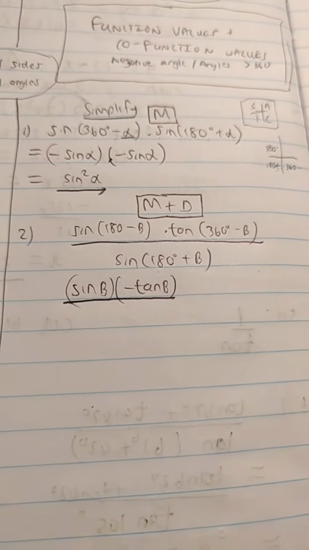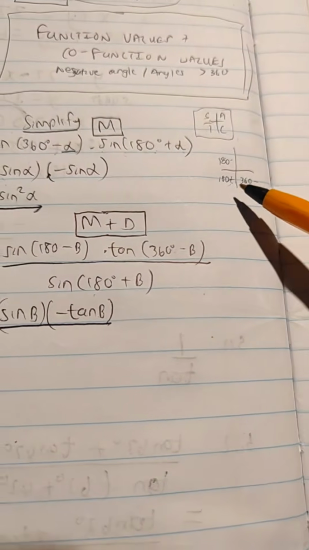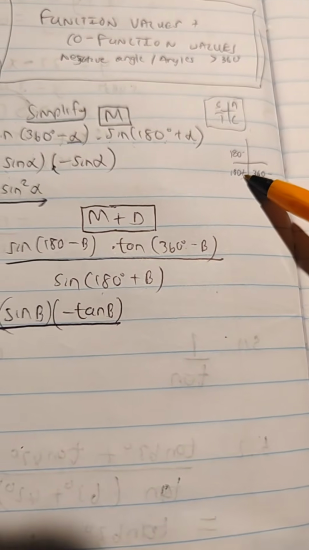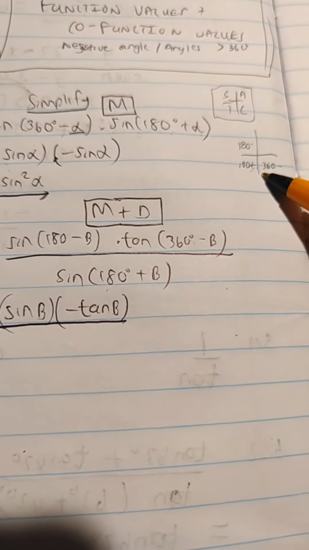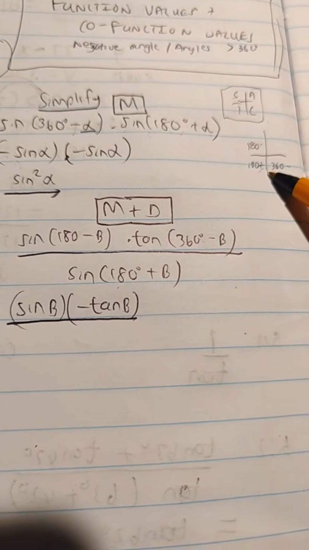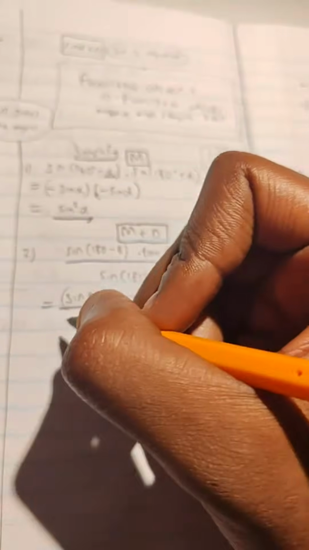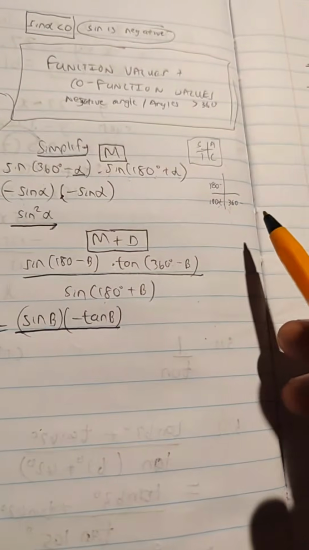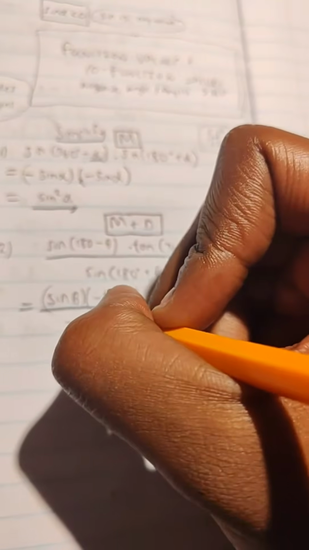Sine 180 plus b, guys. 180 plus b is in which quadrant? 180 plus is in the third quadrant. How is sine in the third quadrant? Sine in the third quadrant is going to be what, guys? Yes, exactly. Thank you. It's going to be negative, so we have negative sine b.